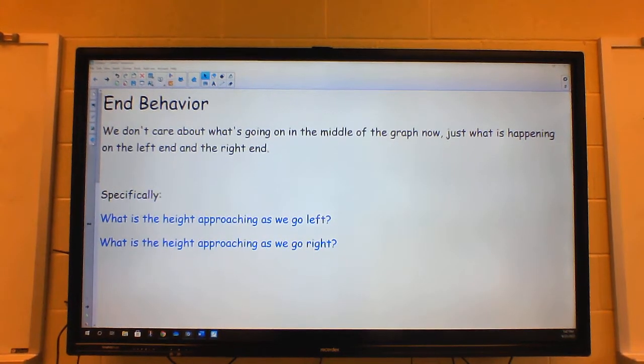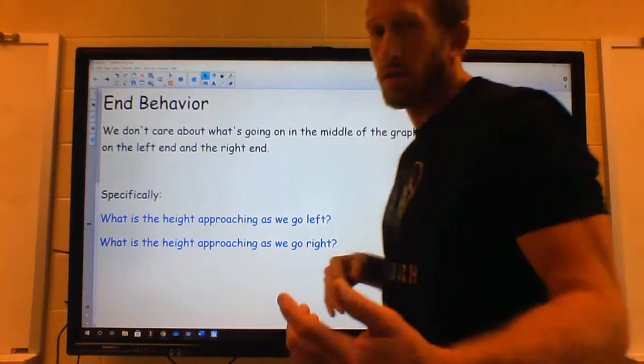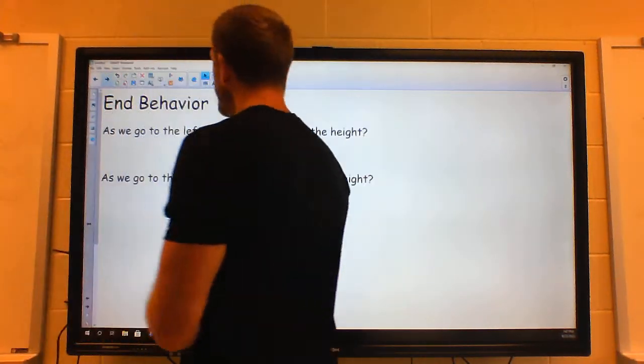First off, we don't care about what's going on in the middle of the graph or the function. Just what's happening on the left end and the right end. Specifically, all we really care about is what is the height approaching as we go left, and what is the height approaching as we go right. Hopefully you wrote that down.